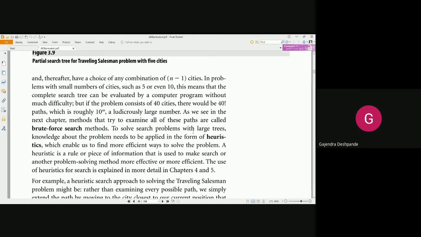Now note here why representing the traveling salesman problem is NP complete, why it is very hard. If we consider that we have 40 cities, then there will be 40 factorial paths. So if we are having 200 cities, then there will be 200 factorial paths. So traversing those many paths will take a lot of time.